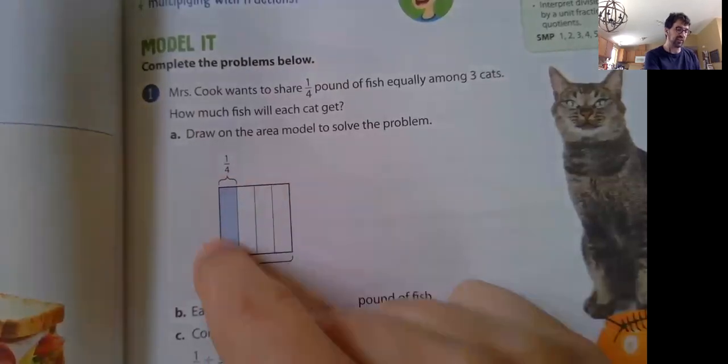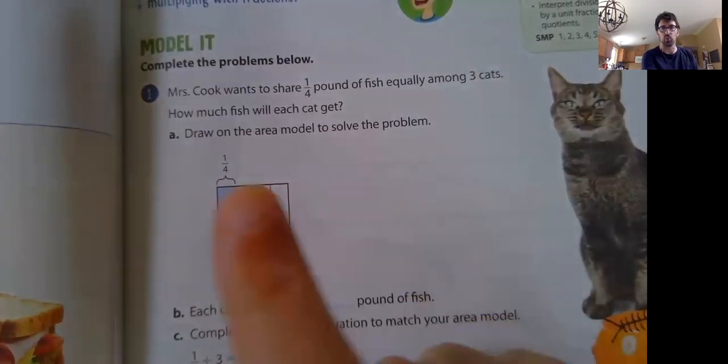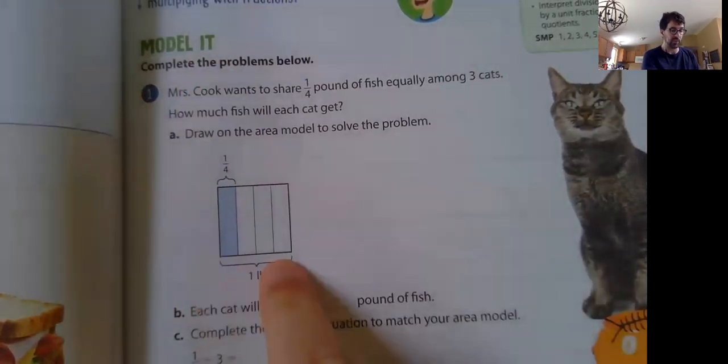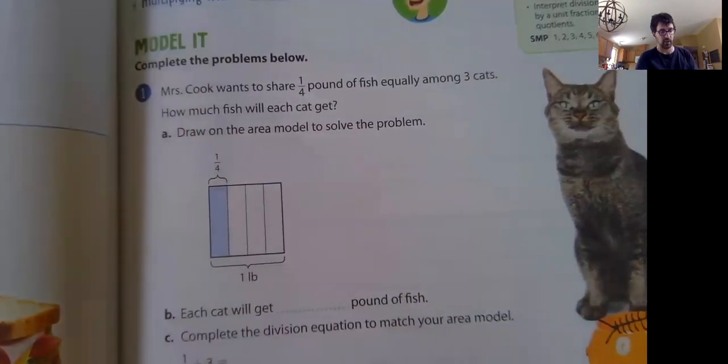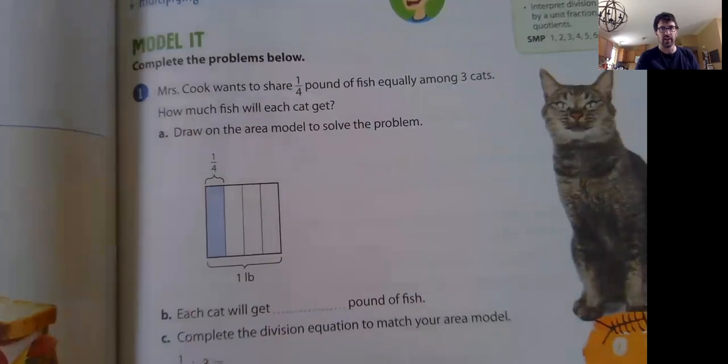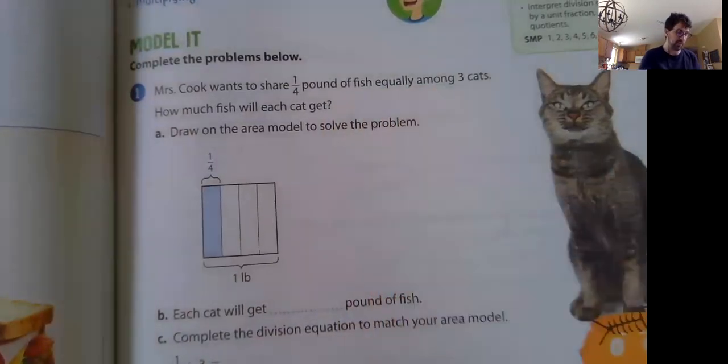I'm assuming that this is actually a 1 by 1. This whole square represents 1 pound, right? So it's 1 pound, okay? And so this is 1/4 of a pound, okay? This is 1/4 of a pound. Now it says we're going to share it and divide it equally amongst 3 cats.